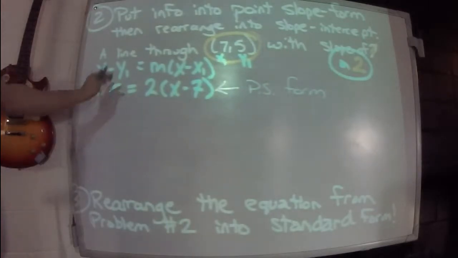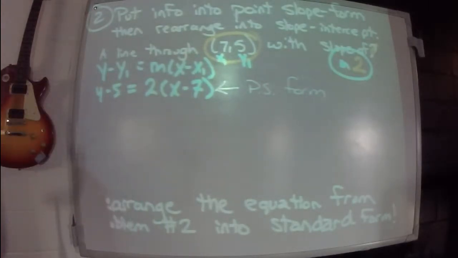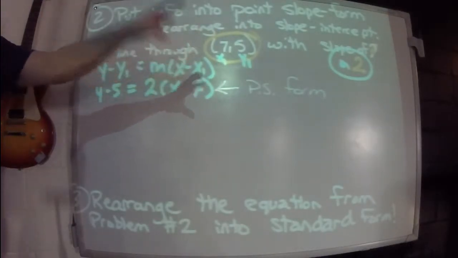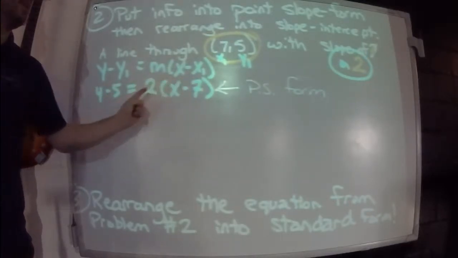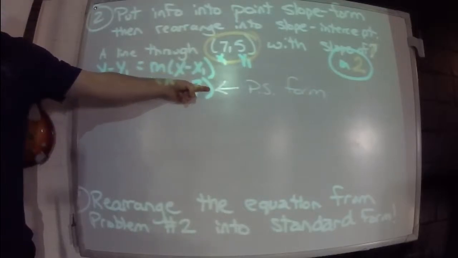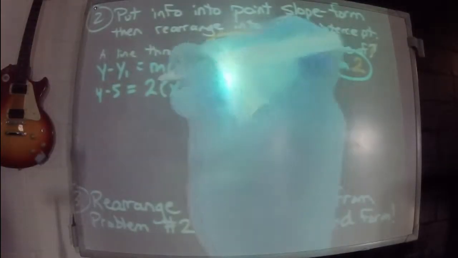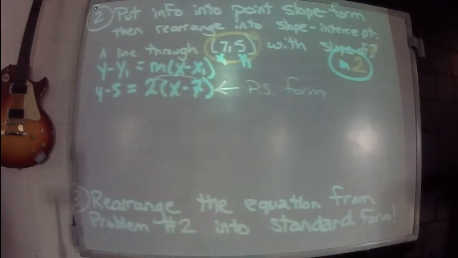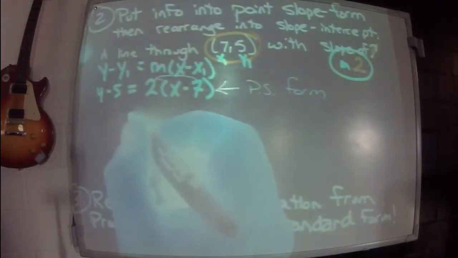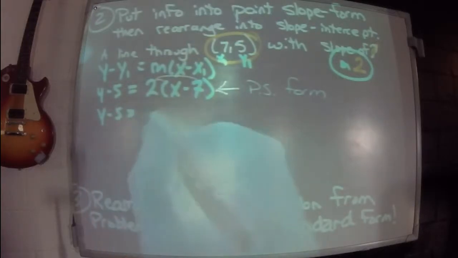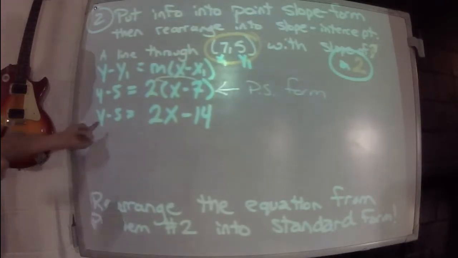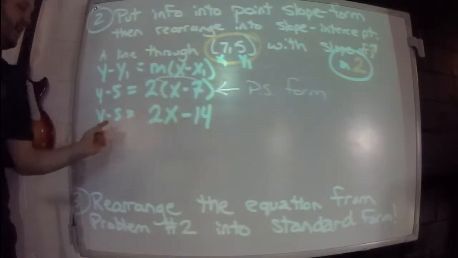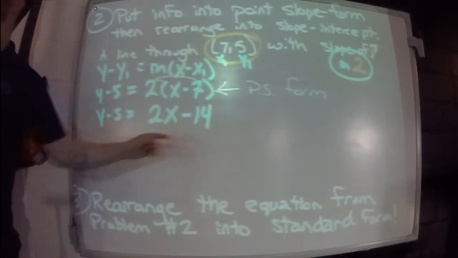Whenever you're in point-slope form, you are always 2 steps away from being in slope-intercept form. Every time. The first one is distribute. So 1 step right here makes the right side look like 2x minus 14. Y minus 5 equals 2x minus 14. That is the first step. The second step is to add 5 to each side, and then you're going to be in y equals mx plus b.